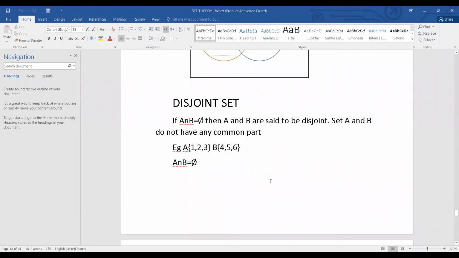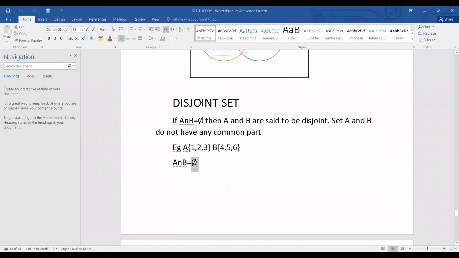Now disjoint set. What's a disjoint set? If A intersection B equals a null set, this is the symbol of a null set, the one that I was showing yesterday, then A and B are said to be disjoint. Sets A and B do not have any common parts. Here we have set A: 1, 2, 3. Set B: 4, 5, 6. We need the intersection. Intersection means the common. There is no common element between set A and set B, not even one. So it's a null set.